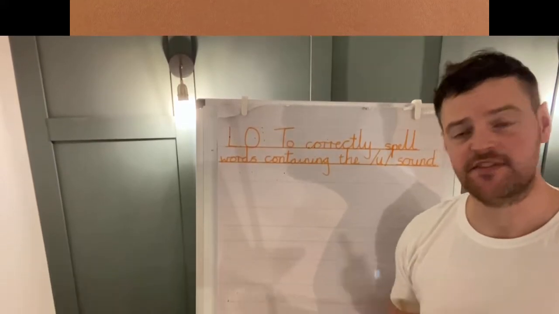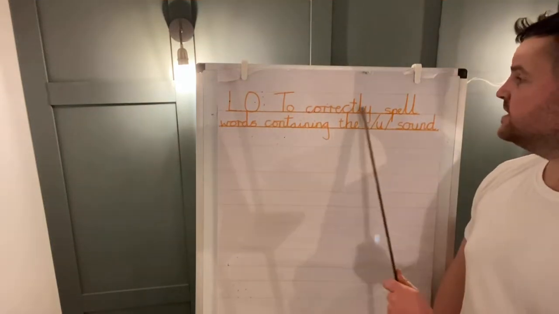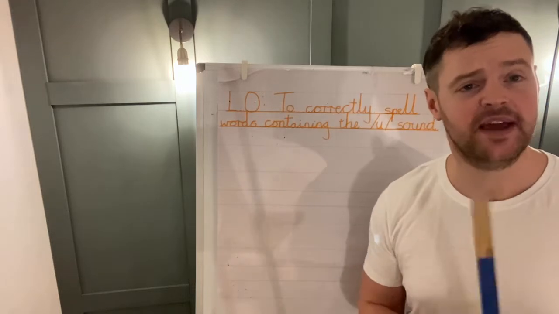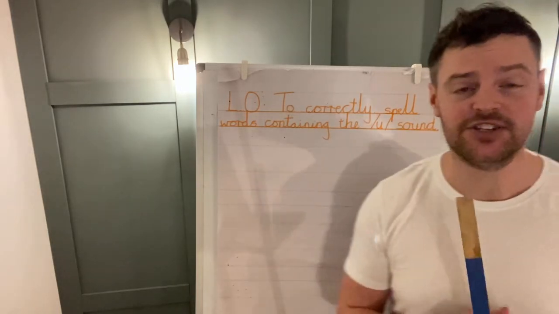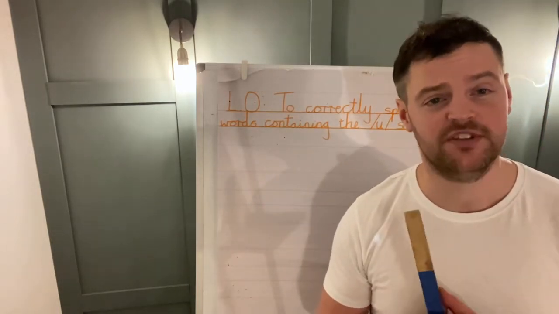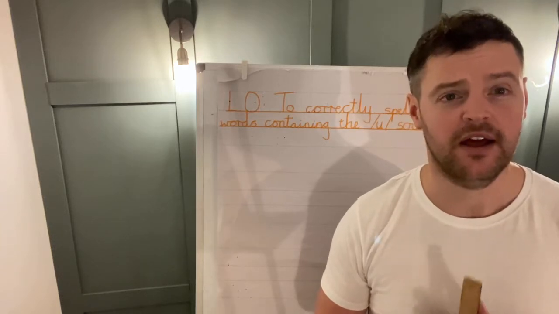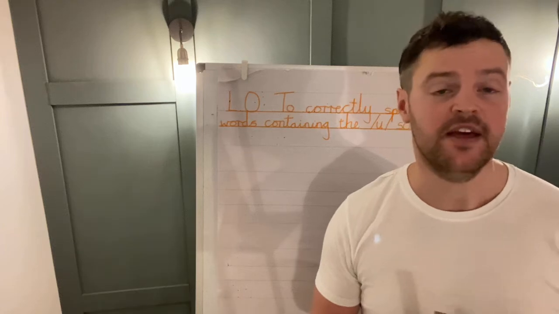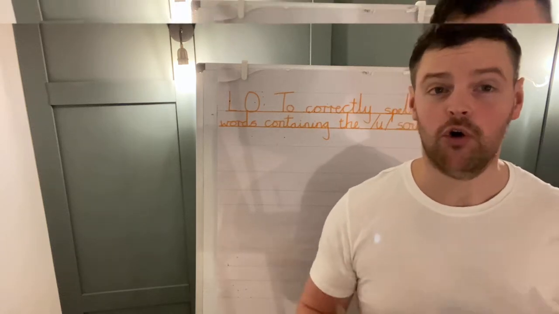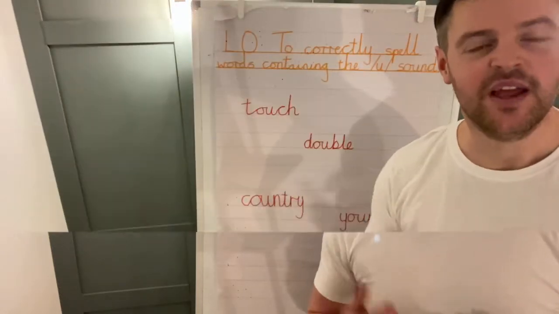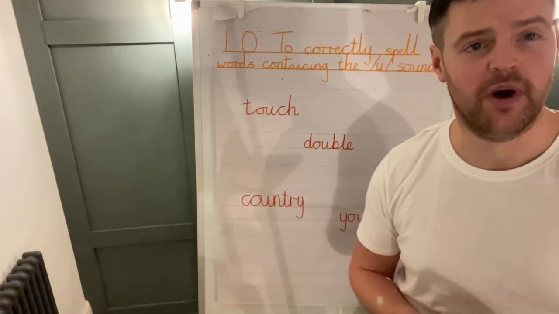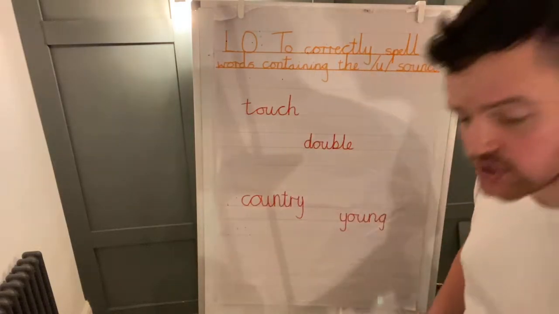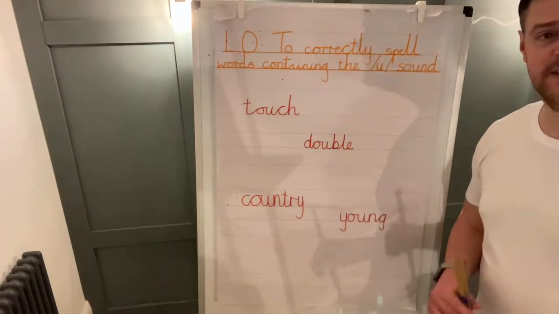So our learning objective throughout the week is to correctly spell words containing the sound. Now we began to look at this yesterday, so just a bit of a recap, I want you to pause the video now and with your learning partner, see how many words you can think of that contained this sound. They can be words that we looked at yesterday, or they could be alternative words too. Throughout the week, we're going to look at lots of different ways that the sound is made within words. But for now, let's have a look at some words that we looked at yesterday and read them together.